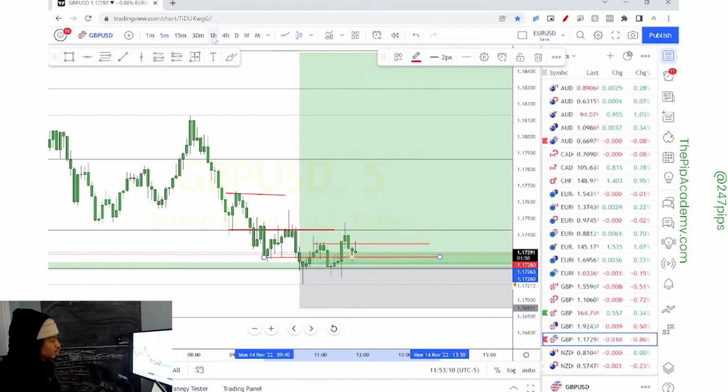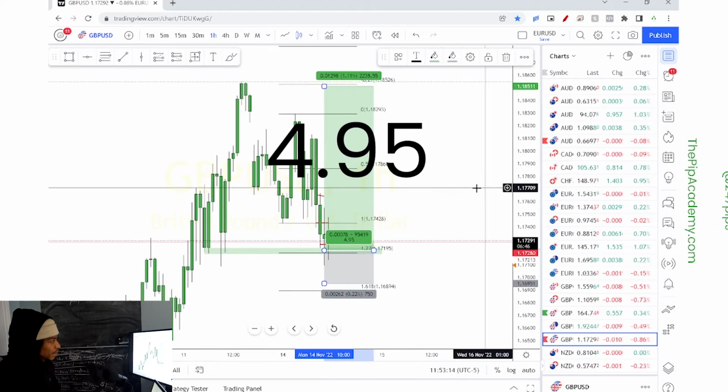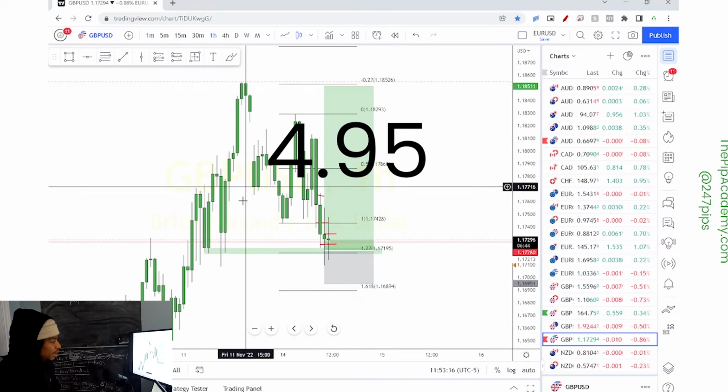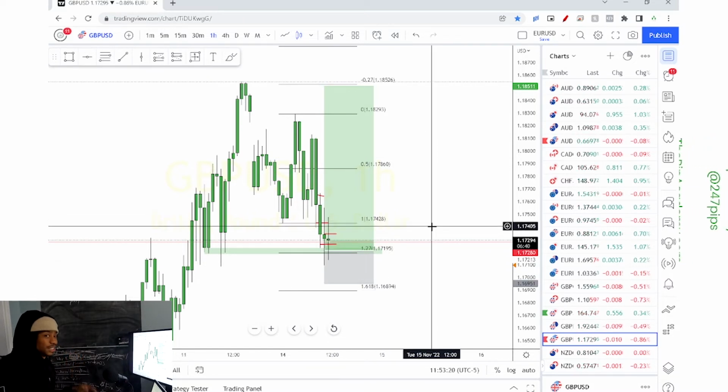But if we zoom out a little, we can see it's risk one for 9.5, so it's not bad. We're going to exit around the high if we're wrong. That being said, we'll catch up with this in a little and see how it goes.